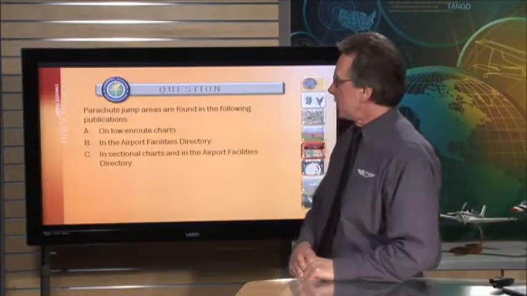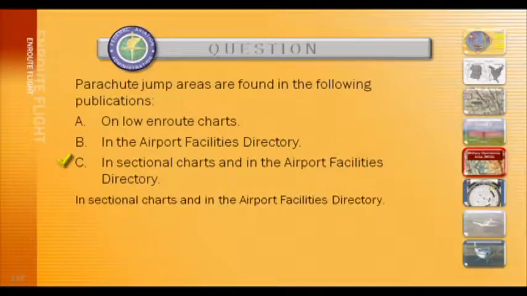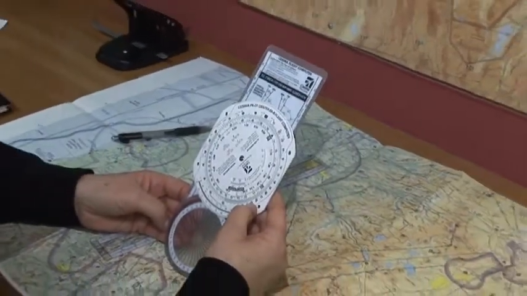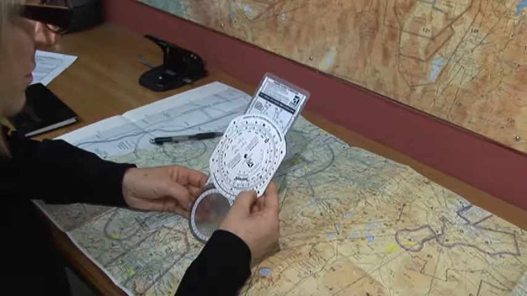Parachute jump areas. Okay. Found in which of these publications? The answer, C, once again, in sectional charts and in the airport facilities directory. Okay, we're going to move on to a brand new topic.